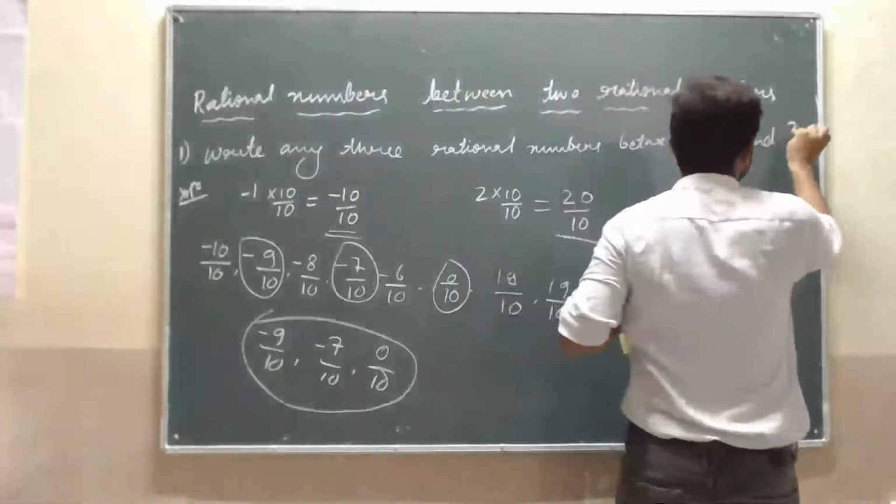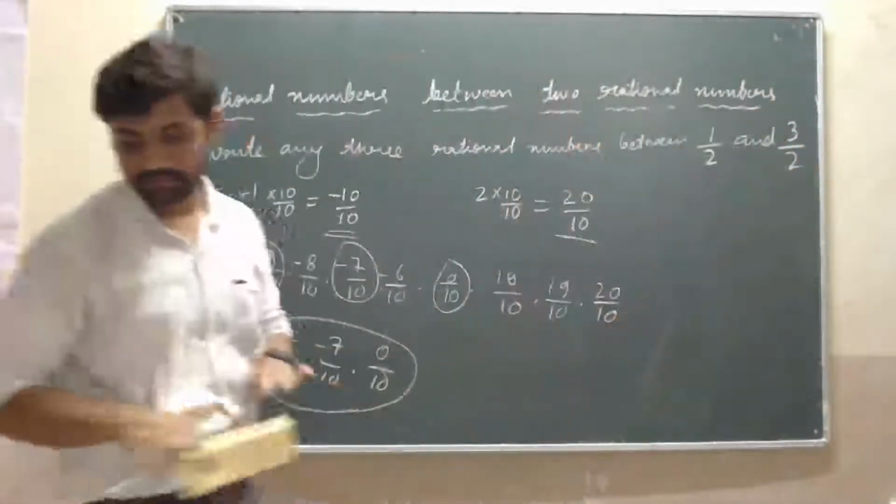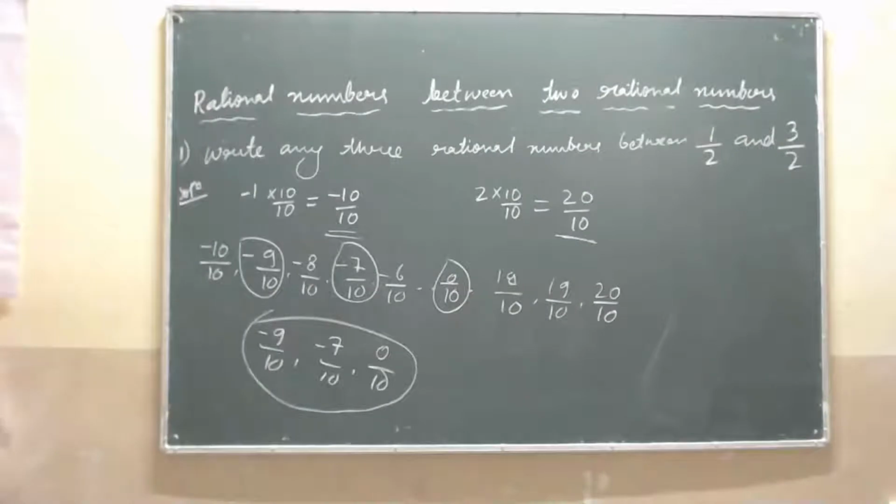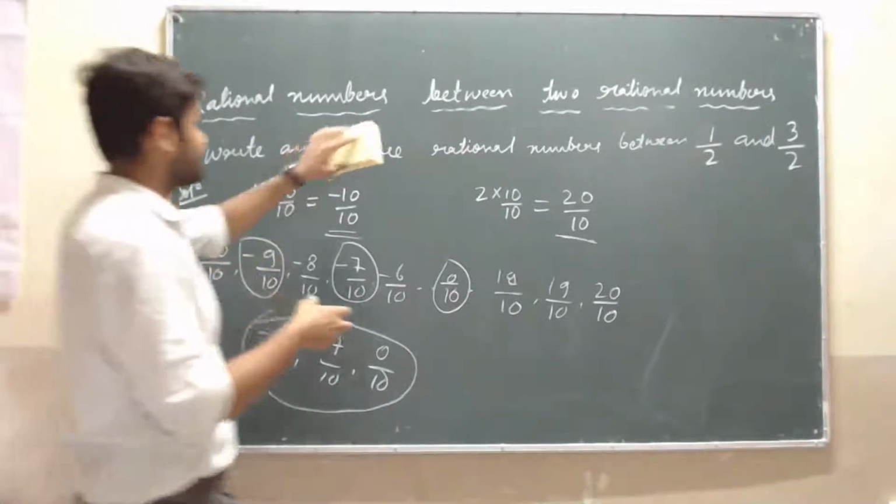One by two and 3/2. Okay, next problem we have, that is write any 5. Okay, I will write it.